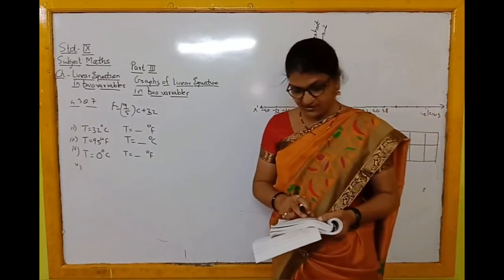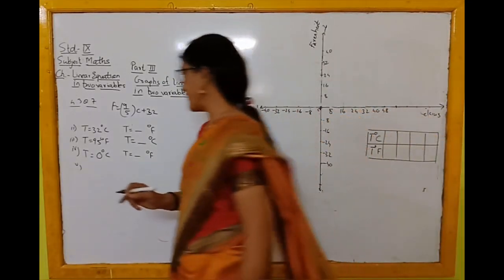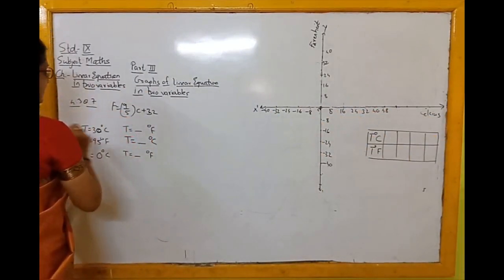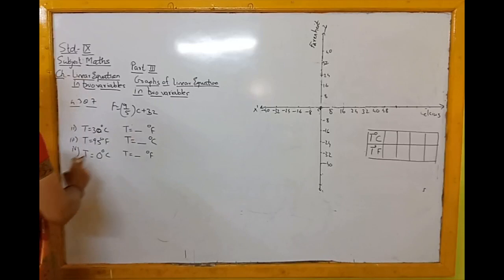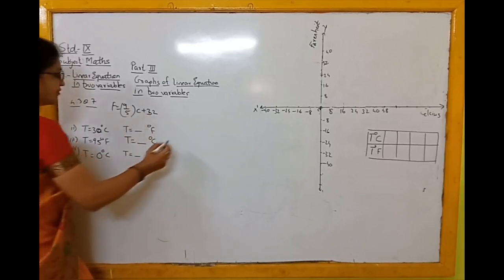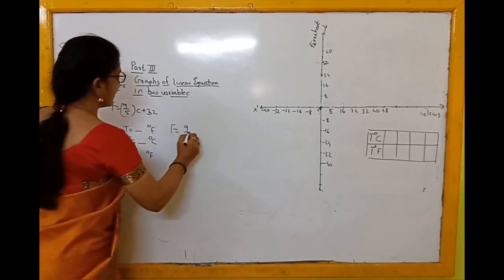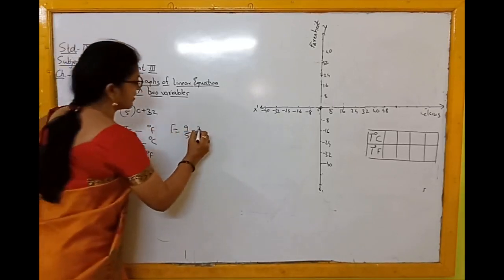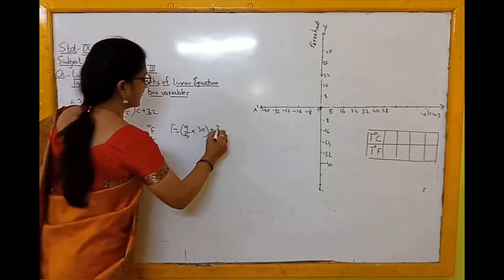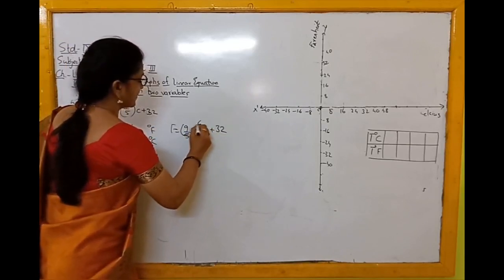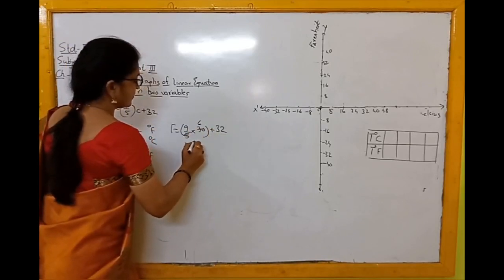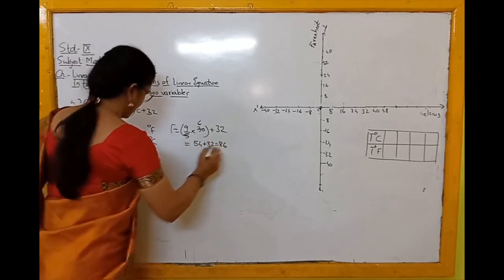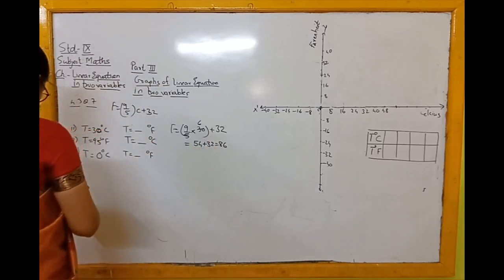If the temperature is 30 degrees Celsius, what is the temperature in Fahrenheit? For that, we have to use this formula. Temperature in Fahrenheit is equal to 9 by 5 into temperature in Celsius, which is 30, plus 32. So 5 into 6 is 30, 9 sixes are 54, plus 32, that is 86.